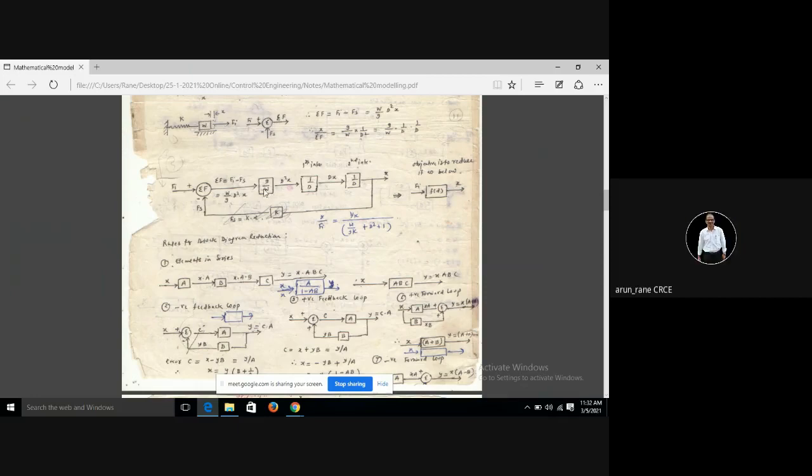So the first block, I will take a multiplier as Z by W, so that gives me d square x. Then I will take a multiplier, I will integrate first time by 1 by D, and then again second integration, that is 1 by D. So I get a response of X here. Now I am taking a feedback here.